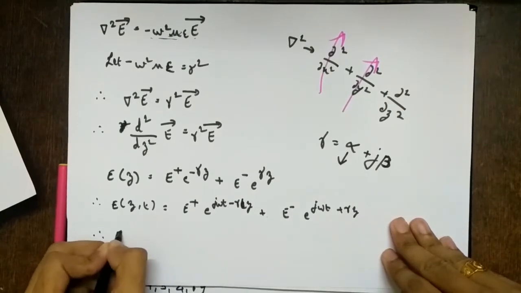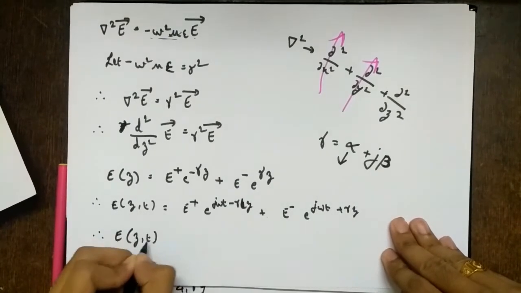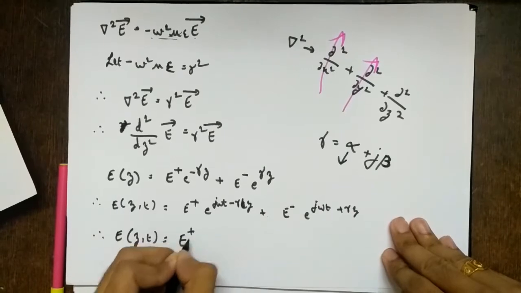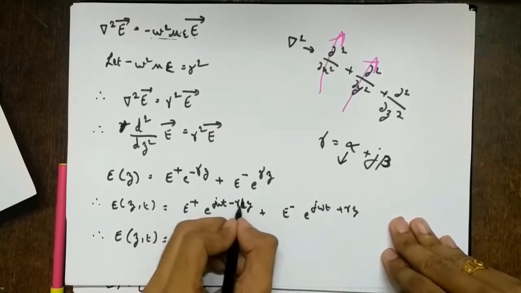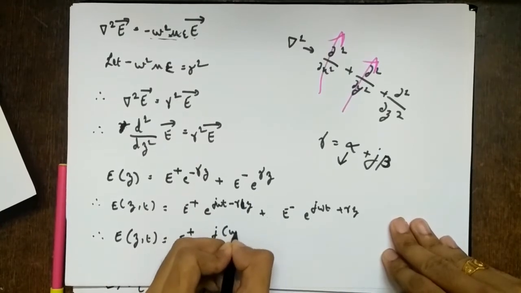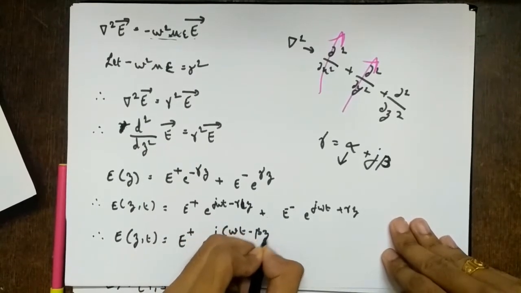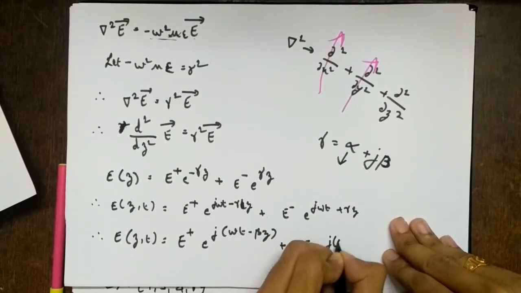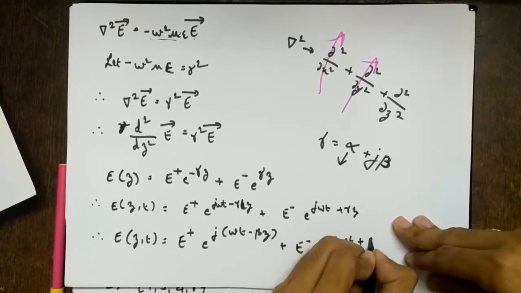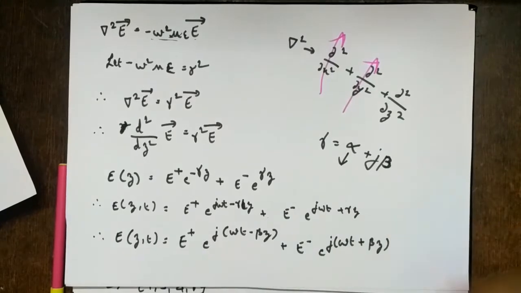So therefore E of z comma t equal to E plus e raised to j times, I am taking j also common because gamma is what? J beta. So j times omega t minus beta z, plus E minus e raised to j times omega t plus beta z, right?